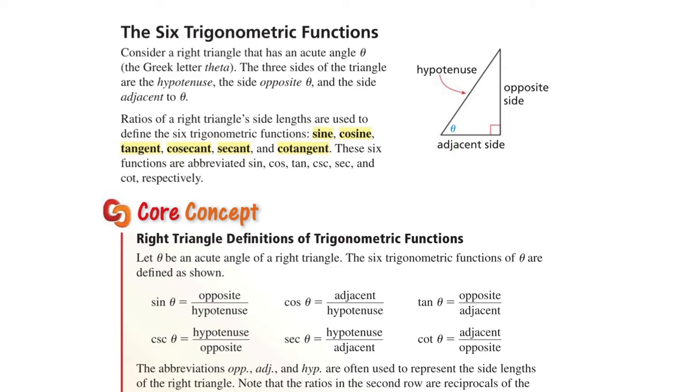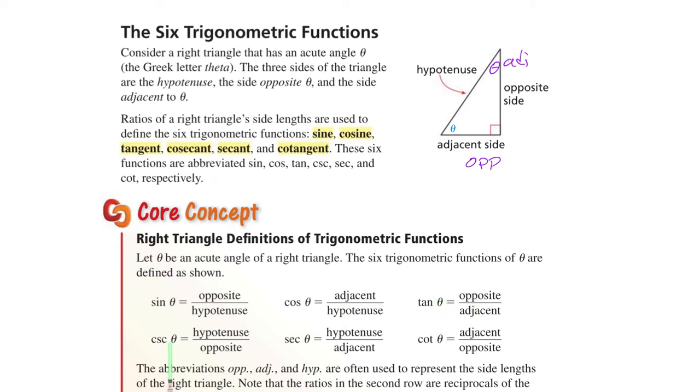Now, on this picture, given that theta is this, this is the adjacent, and this one is the opposite. But if I flip it around, and I say that this is theta, then this is the adjacent, and this is the opposite. So given that, sine of theta is going to be the opposite over the hypotenuse. Cosine of theta is the adjacent over hypotenuse. Tangent of theta is opposite over adjacent.